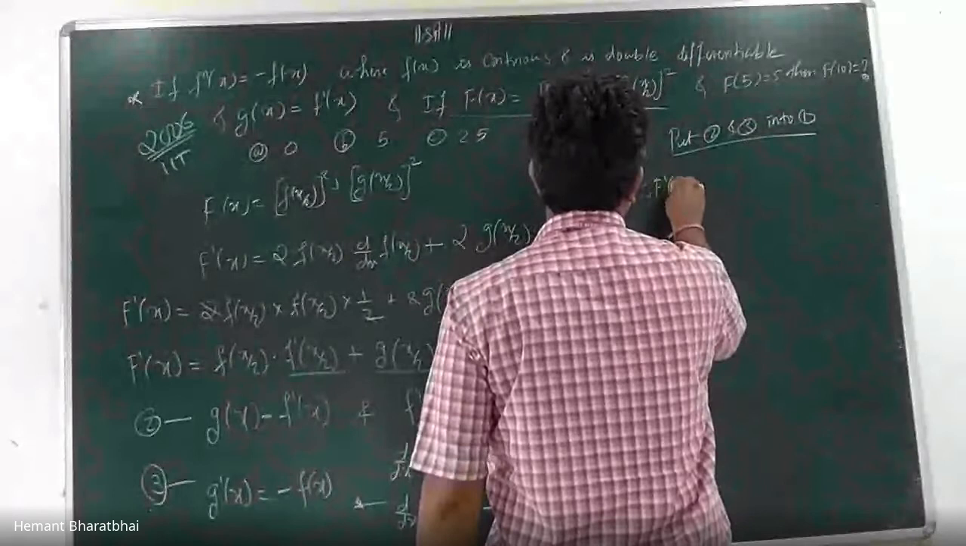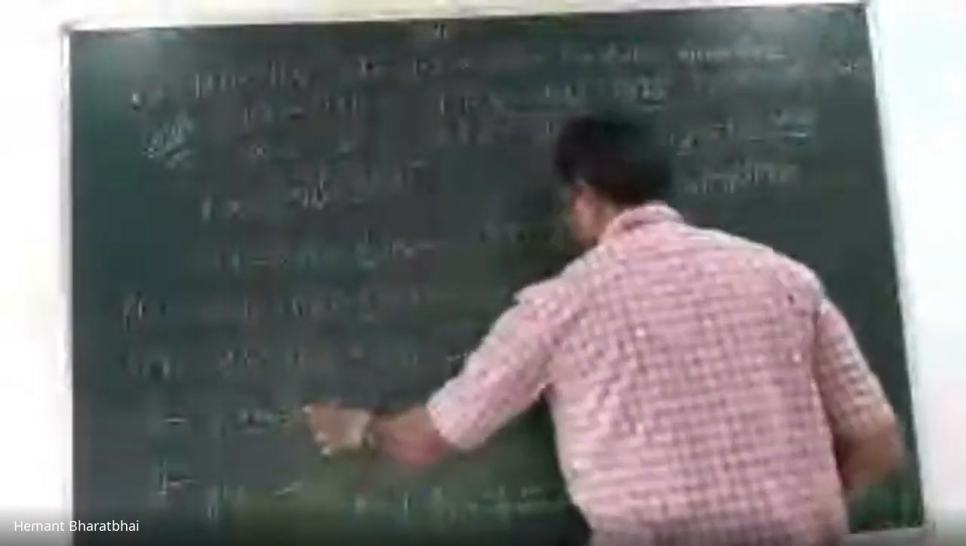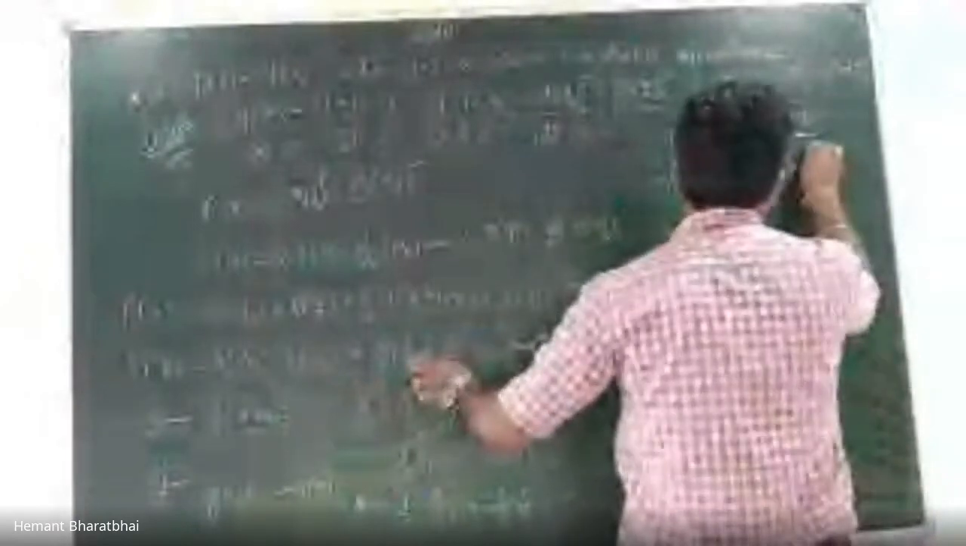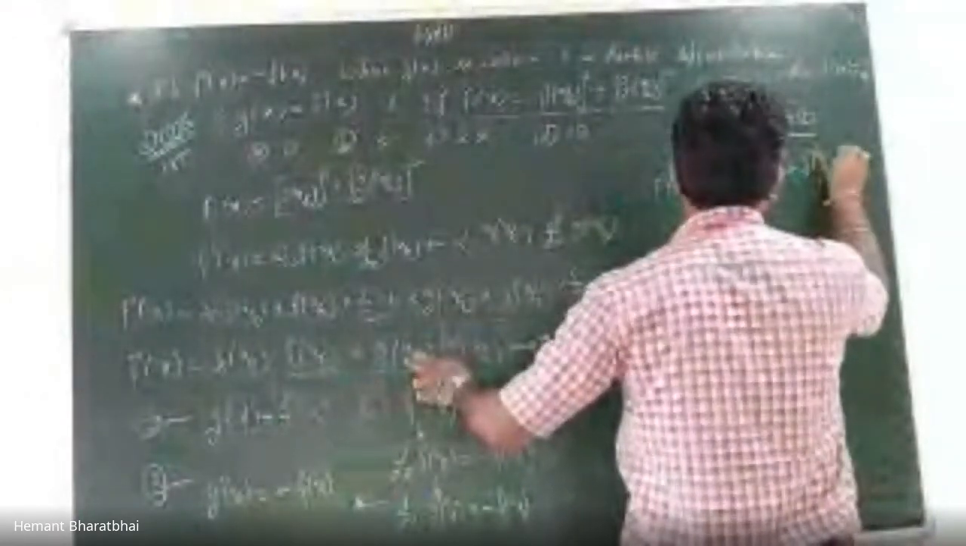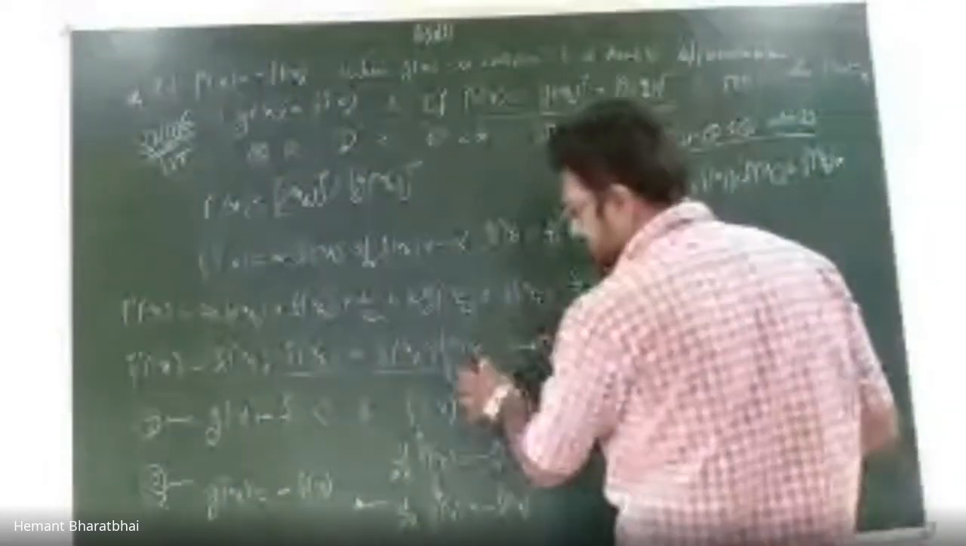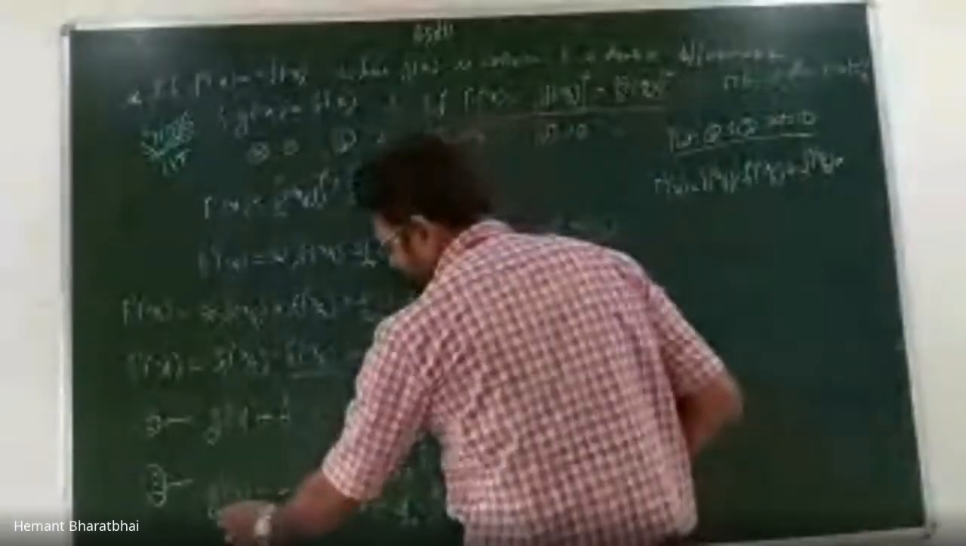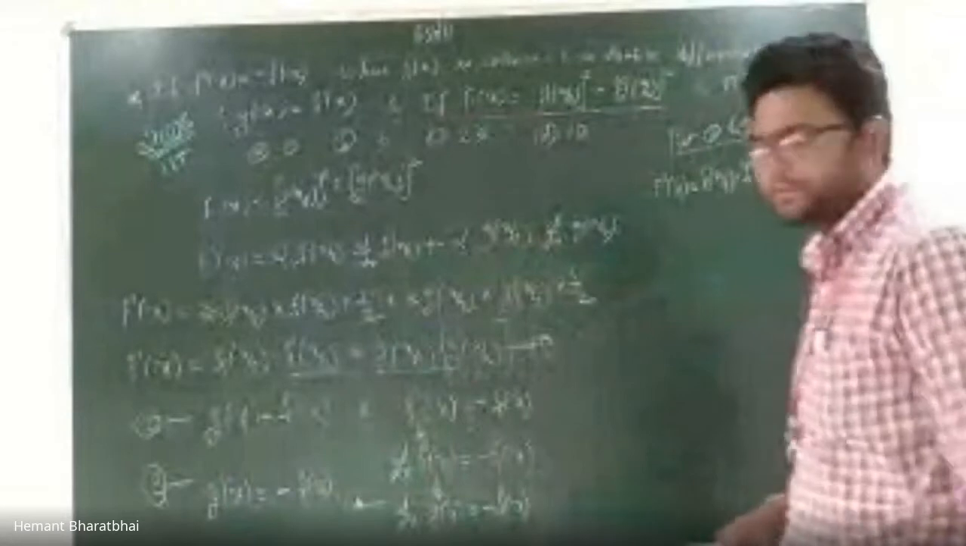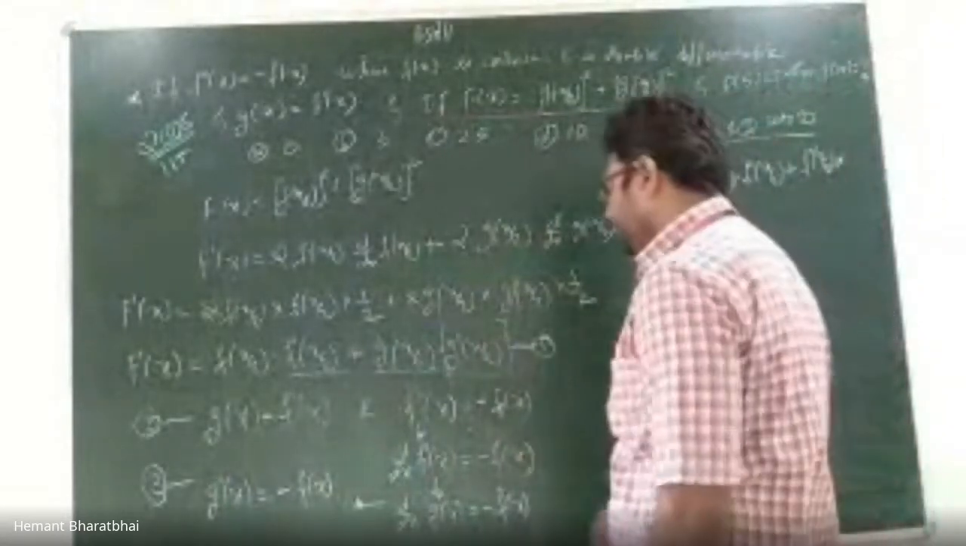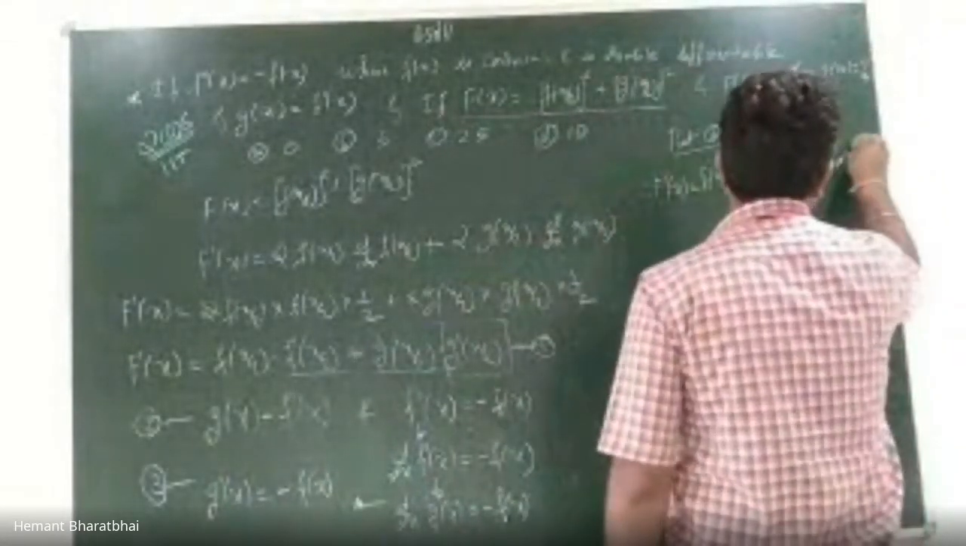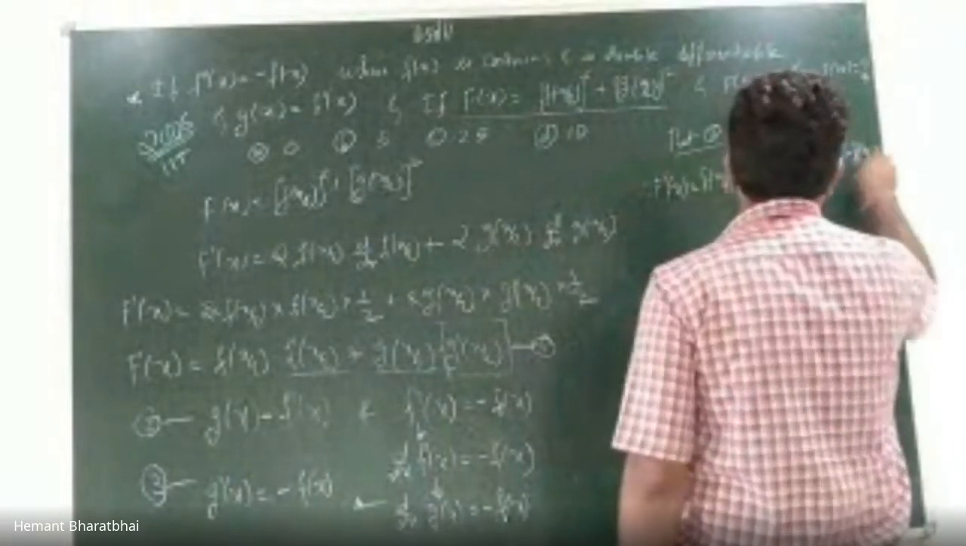f dash of x is equal to f of x by 2 into f dash of x by 2 plus g of x. So instead of g of x, I can write f dash of x. Hence, g of x by 2 will be equal to f dash of x by 2 into g dash of x by 2. G dash of x is nothing but equal to minus f of x. Therefore, g dash of x by 2 can be written as minus f of x by 2.